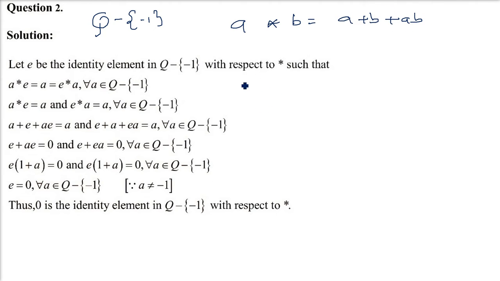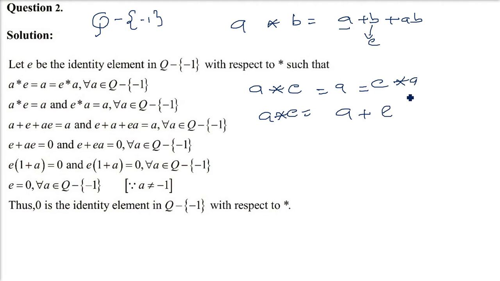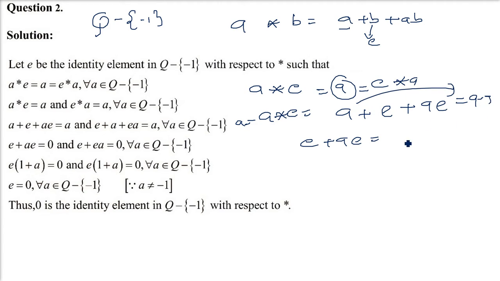Now identity element. When you operate A with this identity element E, you should get this A back. So A star E is defined by, because A star B is defined by A plus B plus AB, so in the place of B, just put E: A plus E plus AE. B is E here. Now this is equal to A. Always A should come. So let us equate. A gets cancelled. If you take A on the right hand side, it will be 0. A minus A is 0. So E plus AE is 0. Now take E common. You get E times 1 plus A equals 0.